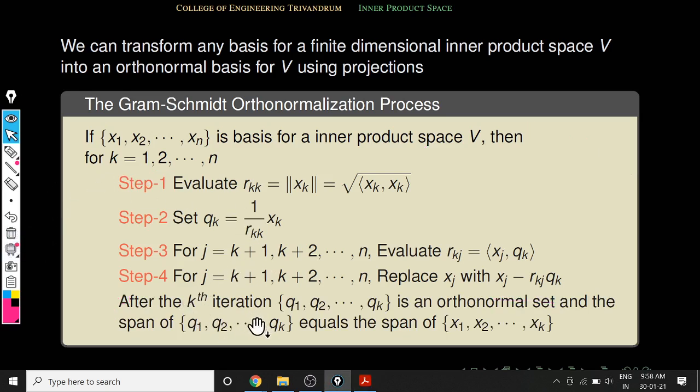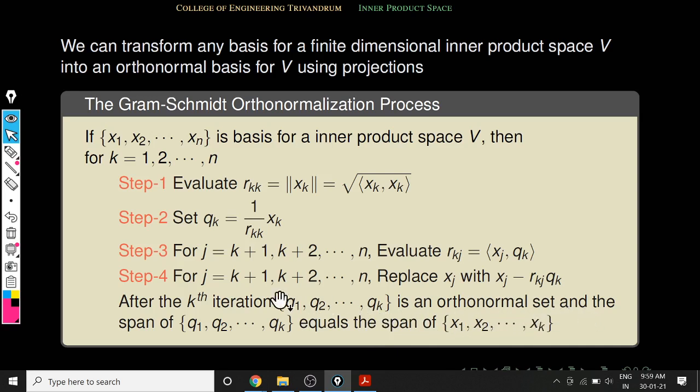After the kth iteration, we get q1, q2, up to qk. This is an orthonormal set with k vectors. Now it is only the kth iteration. To find the basis, we have to complete n iterations, and then only we get q1, q2, up to qn.